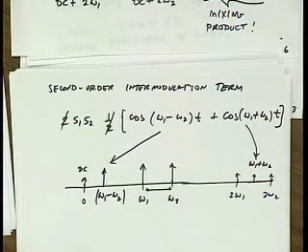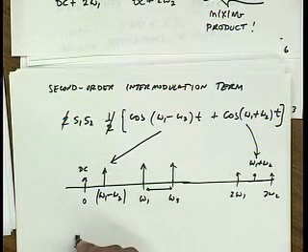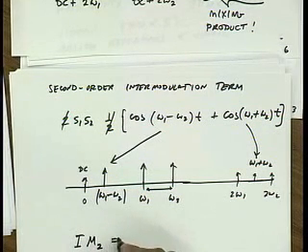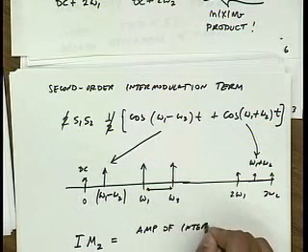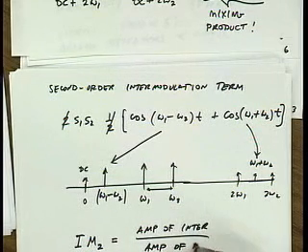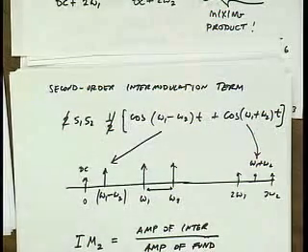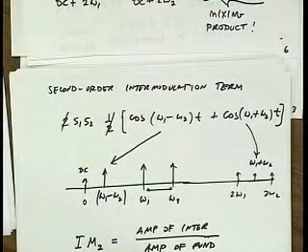Okay? Questions? So just like I defined an HD2, I can define an IM2. This is the amplitude of the intermod terms divided by the amplitude of the fundamental. And what I'm going to do is make my input signal have two tones of equal amplitude.